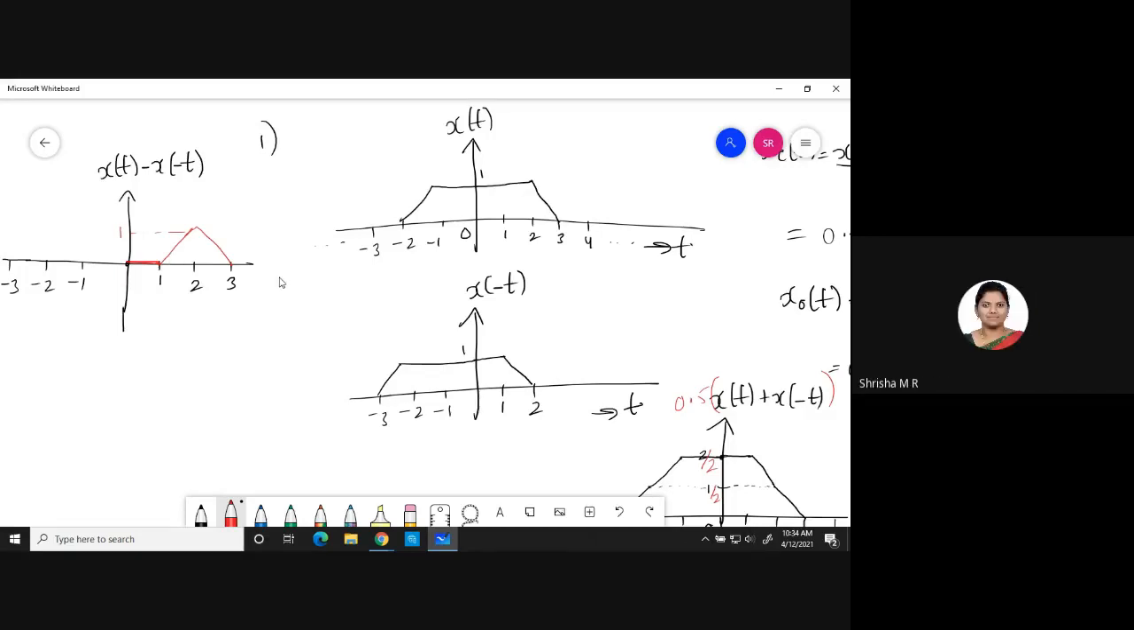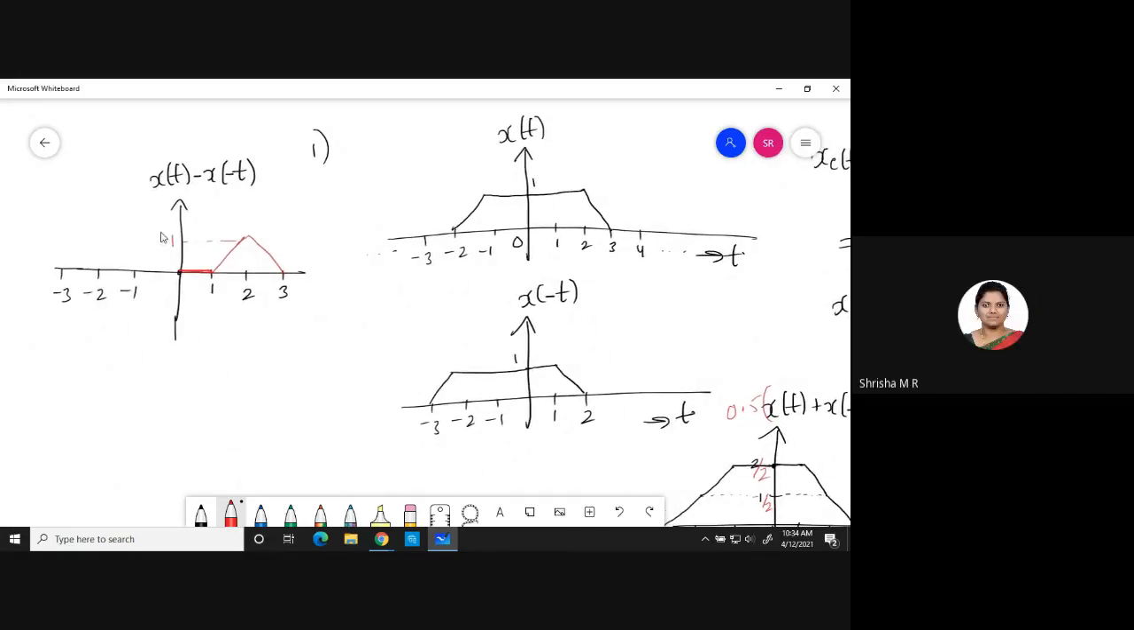Now we shall plot the left side, negative values of t. So for t is equal to minus 1, the signal amplitude is 1 here. And for x of minus t, at t is equal to minus 1, the amplitude is 1. So 1 minus 1 is 0. So at minus 1 also it will be 0 only.